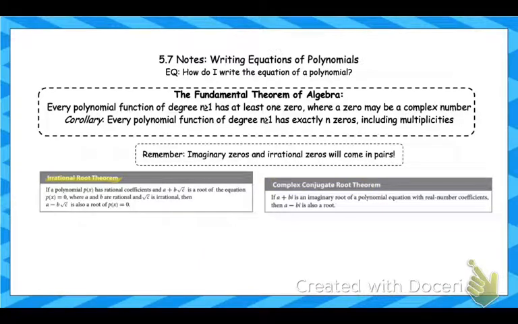That's also true for complex numbers. So any of our values that have i's, any of our imaginary solutions. If 3 minus 2i is a zero, then so is 3 plus 2i. If 5 plus 7i is a zero, then so is 5 minus 7i. So all of your complex and irrational zeros are going to have a pair that comes with them.